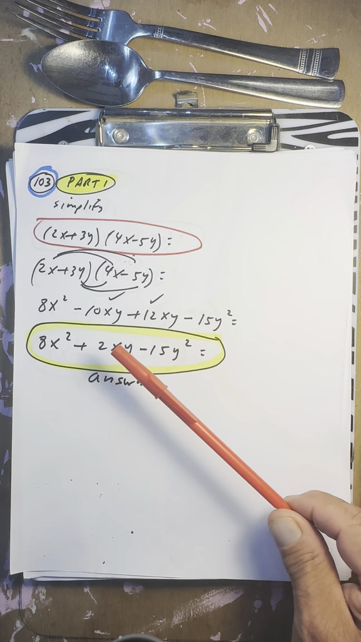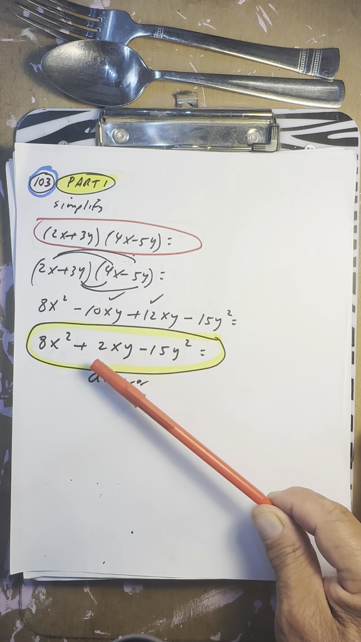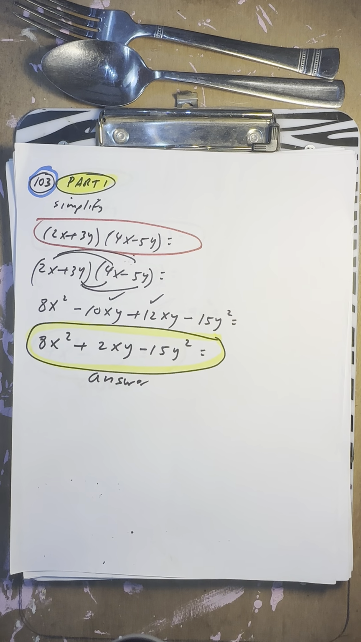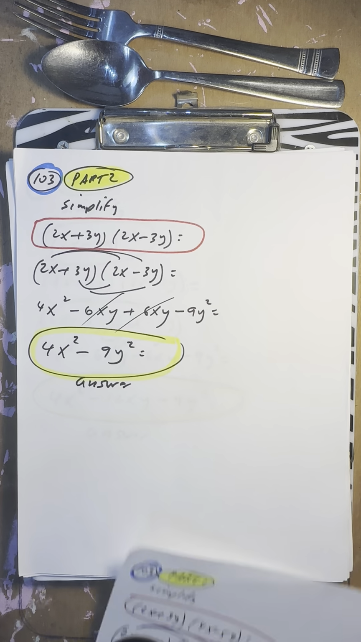Is that it? Yeah, because you can't put these together. They're not like terms. 8x squared plus 2xy plus 15y squared. Done. Do another one like this.